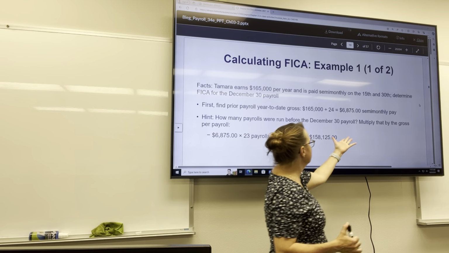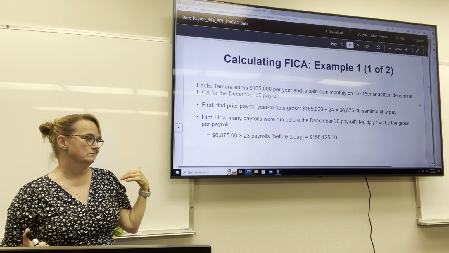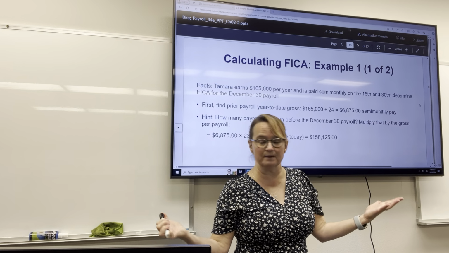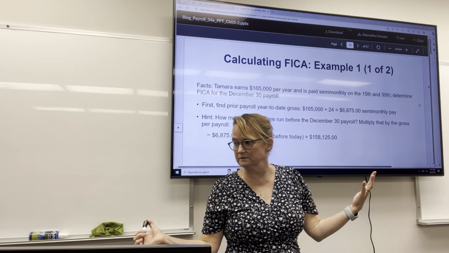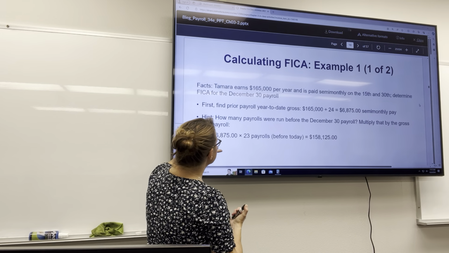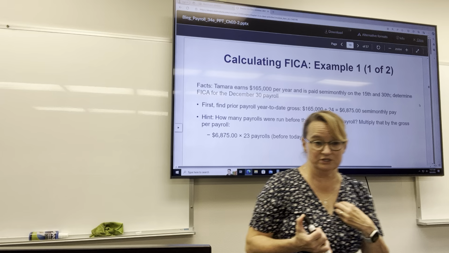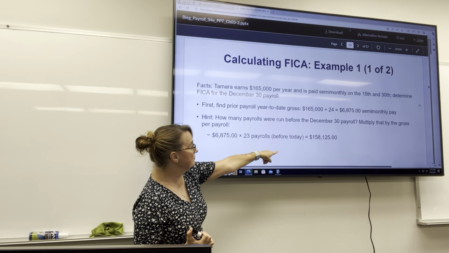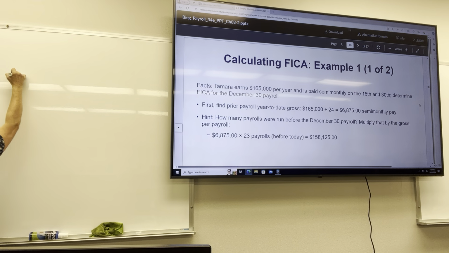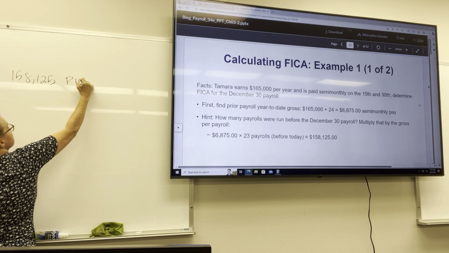How many payrolls were run before the December 30th payroll? Well, this is the last payroll, so 23 were run. Sometimes you'll have to really think about that because if they said up to the October 15th payroll, then you might have to do some math, figure it out. So before today, she made $158,125. We can use our steps at this point. $158,125 is what she did prior period, prior year to date.